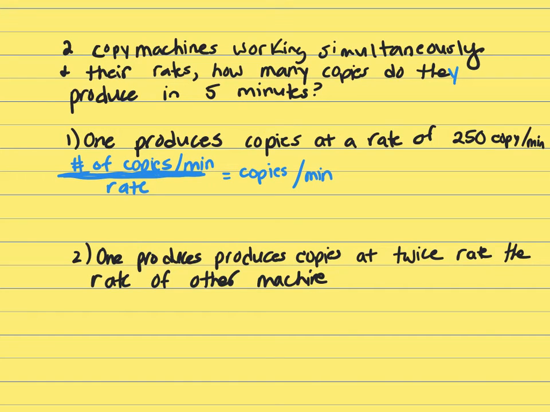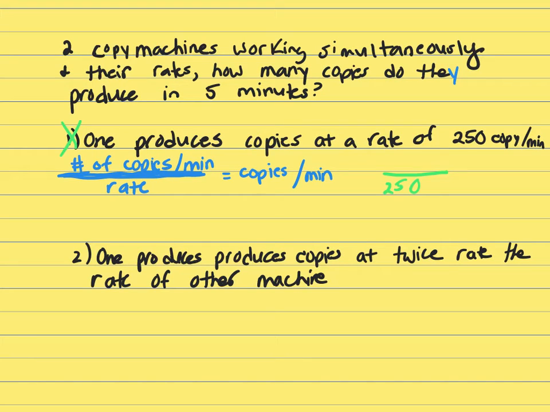So look at clue 1. One produced, this blue I've written here, that's just in general. All right, one produces copies at a rate of 250 copies per minute. So in that one, we know the denominator would be 250, right? Rates per minute, but we don't know the total number of copies, so that doesn't help me. So it doesn't work by itself.